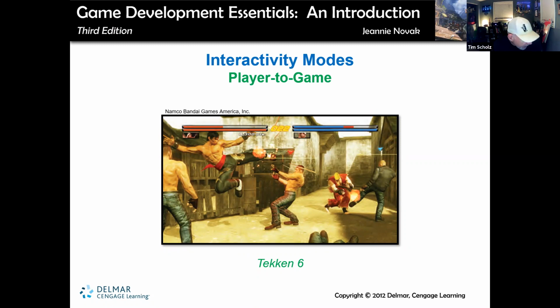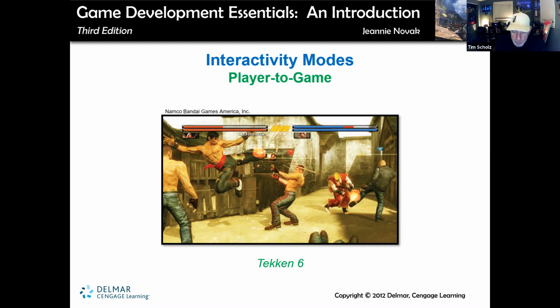But now we're getting into more so not interactivity of the system, but interactivity of the specific game. The first interactivity you're going to have is your player to game interactivity. This interactivity is classified by where basically you're sitting there in your single player mode, and you're interacting and playing against non-player characters.